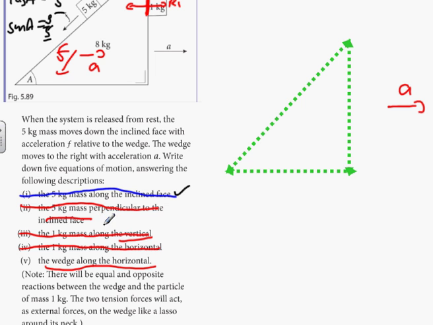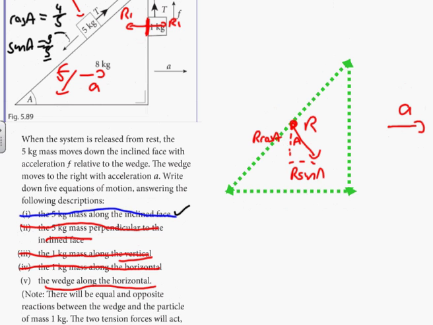So we've got to resolve R, not R1 but R. R goes in this direction. What angle is this again? A. So that makes R cos A and R sin A. Does anyone remember what cos A and sin A are? So it's 4 over 5 R and 3 over 5 R.